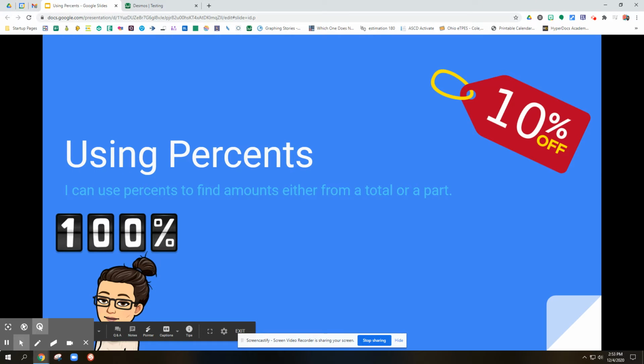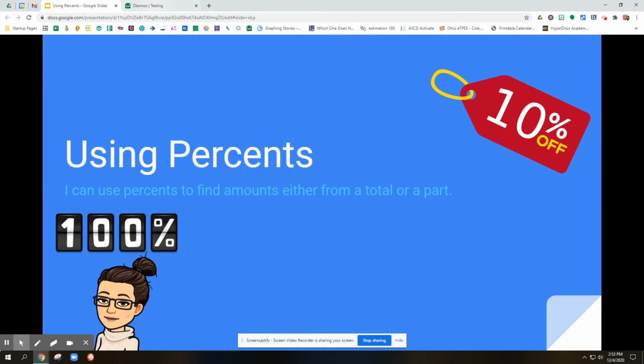In this lesson, we are going to be talking about using percents within problems. So the learning target says that I can use percents to find amounts either from a total or from a part. As we go through this lesson, I'm hoping this will become more clear to you. I would definitely have out paper and pencil ready to go to practice these problems with me as we go. The more you do, the easier this gets.